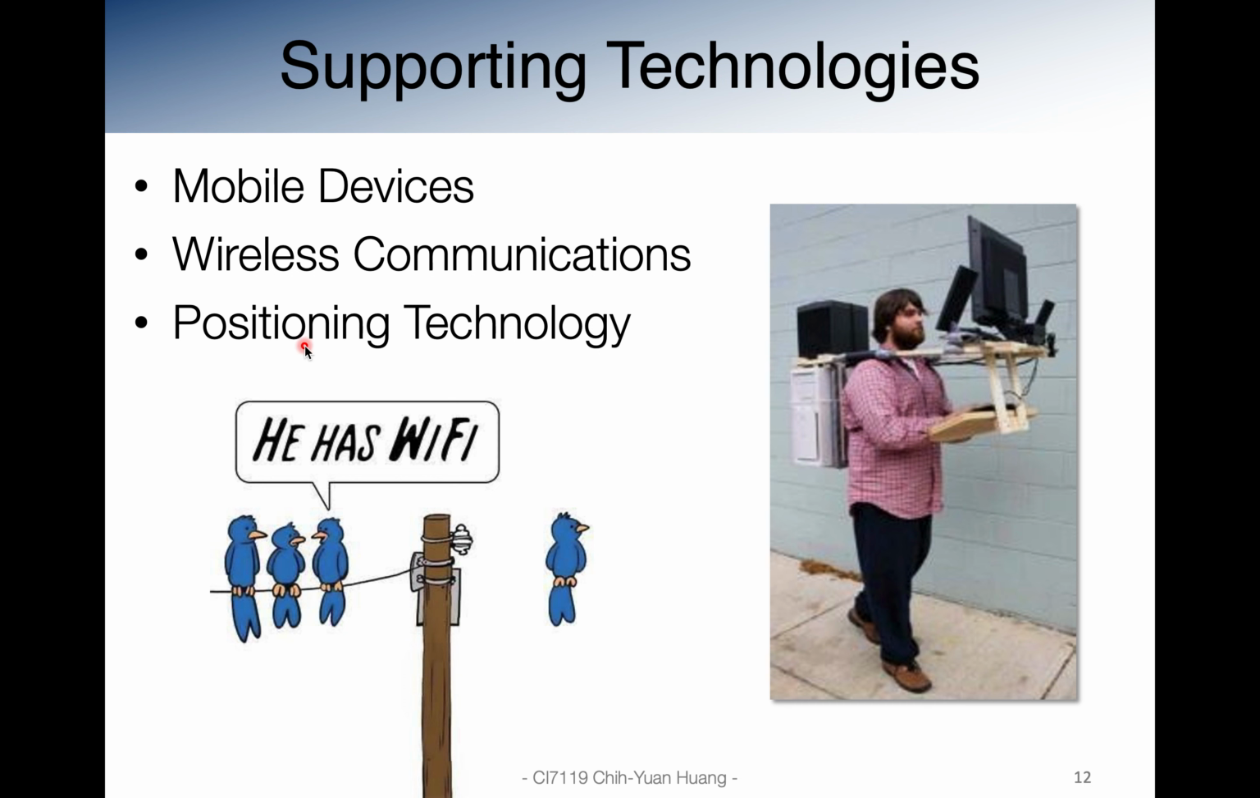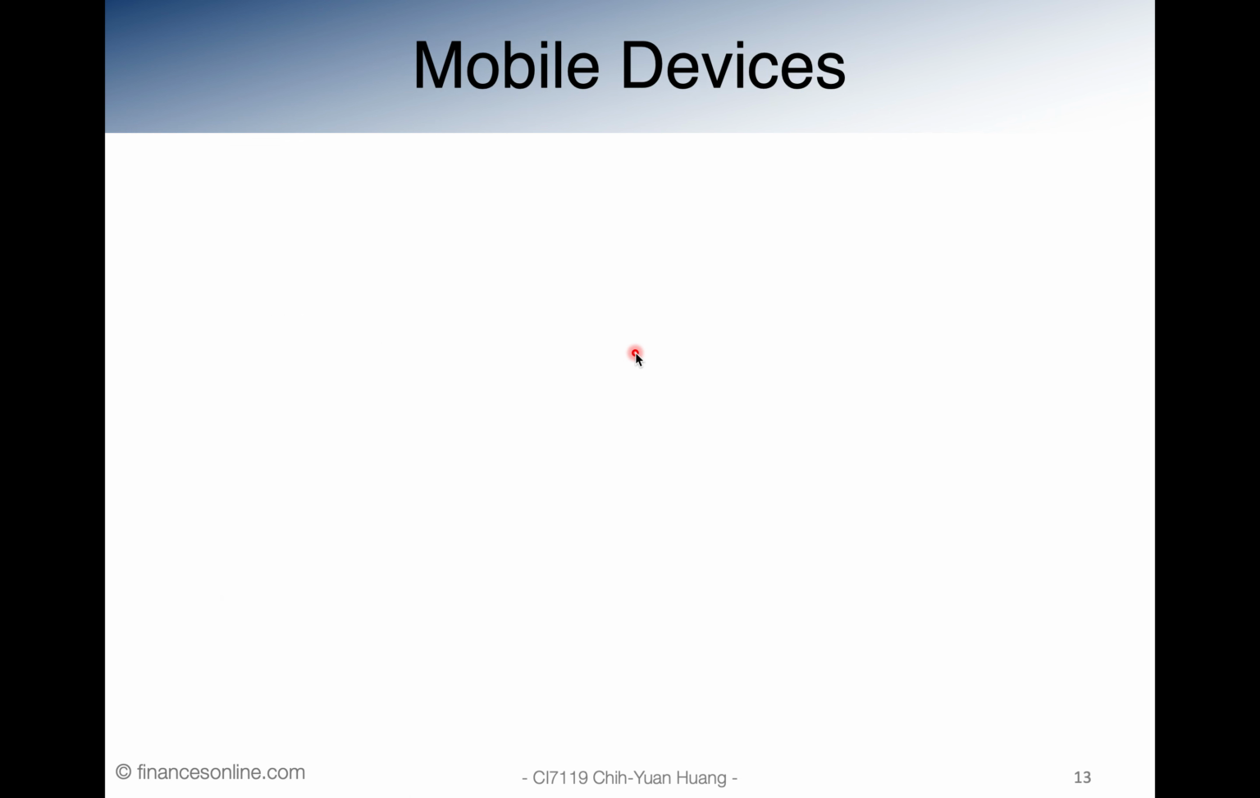And the third supporting technology is the positioning technology. As we mentioned, mobile devices have sensors to collect information, and one of the most important attributes is the location information. So the positioning technology is of course one of the most important supporting technologies in the mobile GIS. Let's talk about the three one by one.